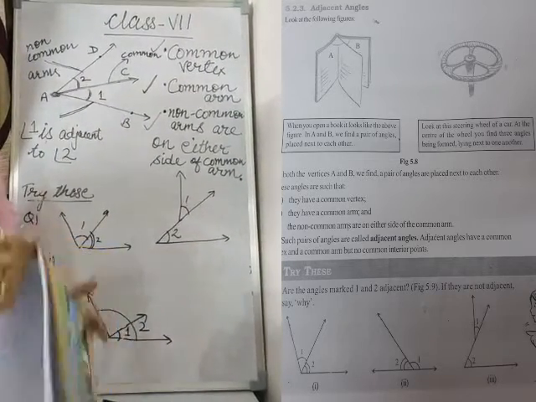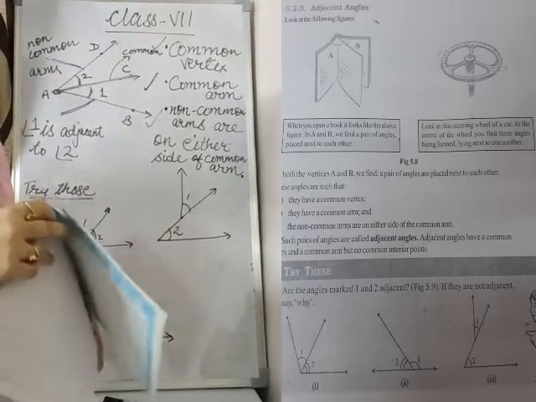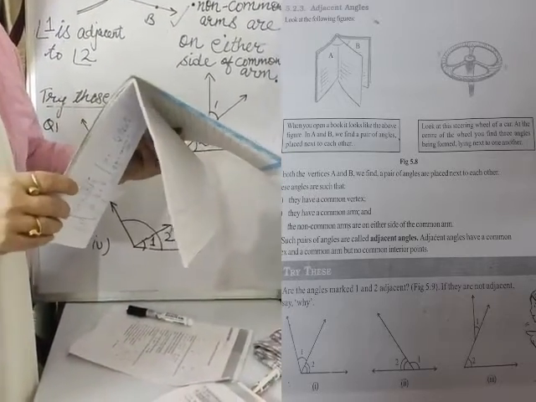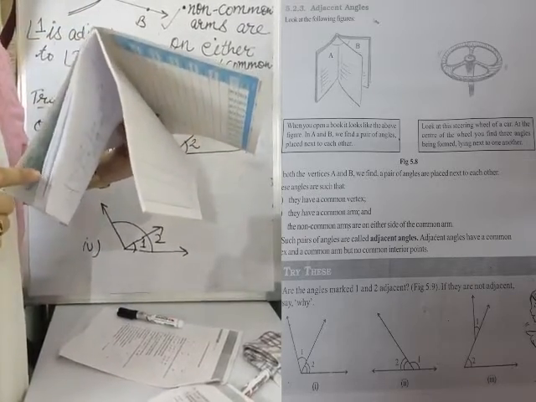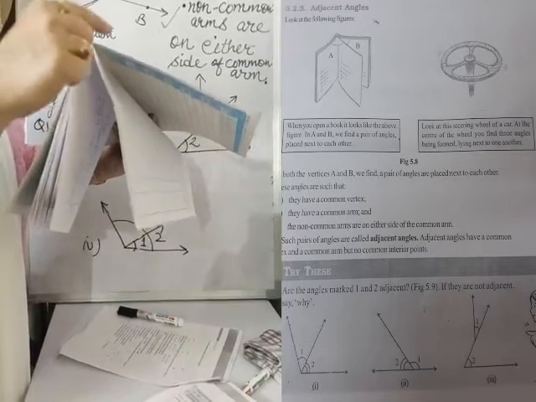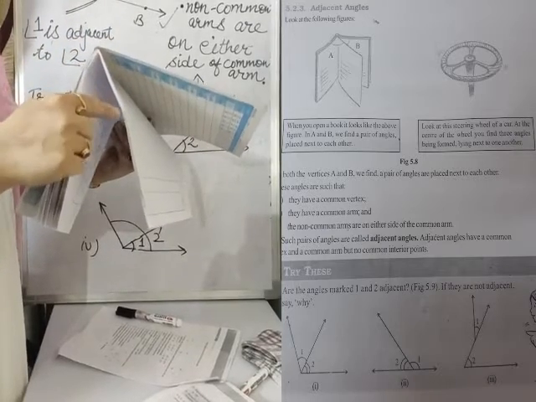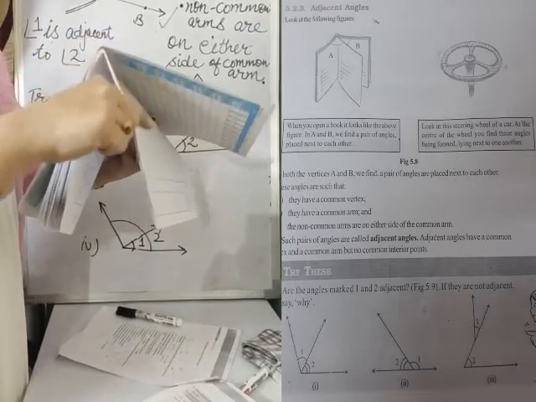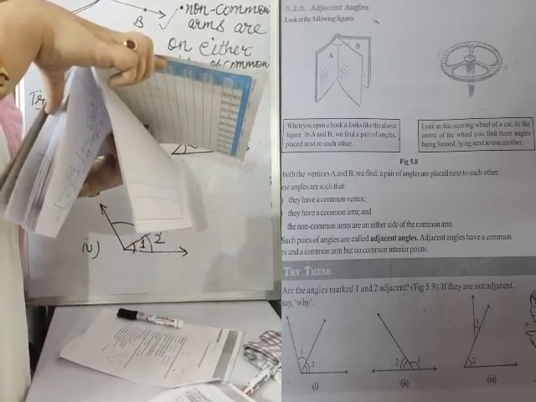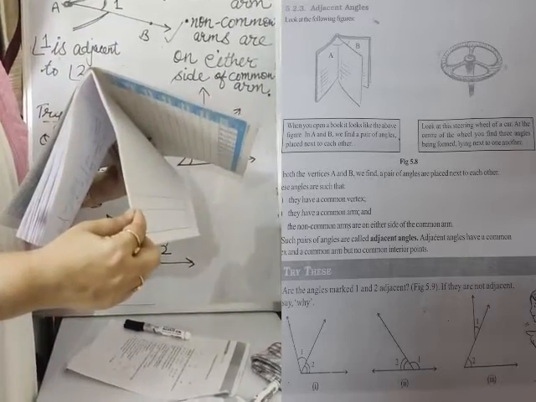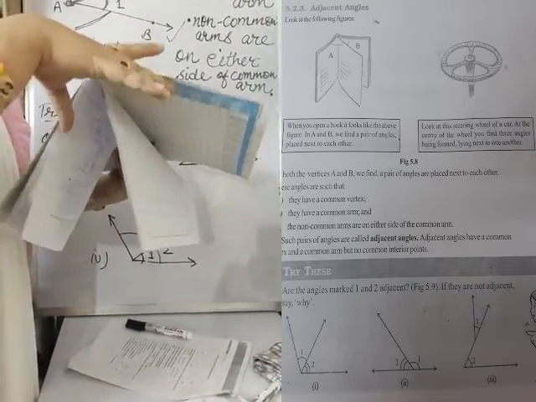Suppose you have this kind of shape. You can see here there are two line segments. Just for understanding I am doing it. You can see there are two angles, first angle and second angle. I am saying this angle 1 is adjacent to angle 2. Why? Because this one is the common arm and these are non-common arms. Understood? I am repeating: this one is the common arm and these two are non-common arms.